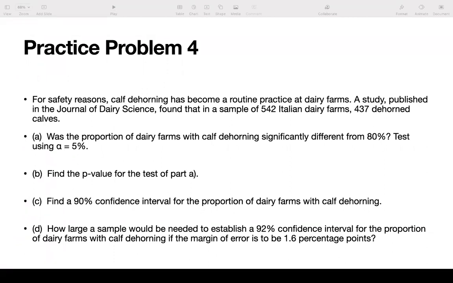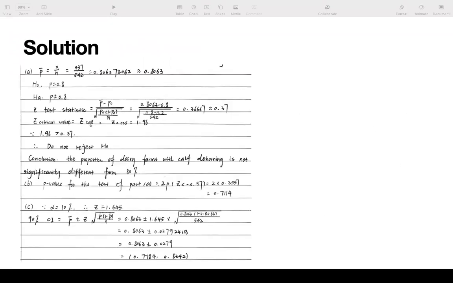Well, let's go through the solutions for problem 4. So for part A, it asks whether the proportion is significantly different from 80%, testing using alpha equal to 5%. So we can first calculate the actual proportion, which is equal to x divided by n, and is equal to 0.8063. And we can write the null hypothesis as p equals 0.8, and the alternative hypothesis as p does not equal 0.8.